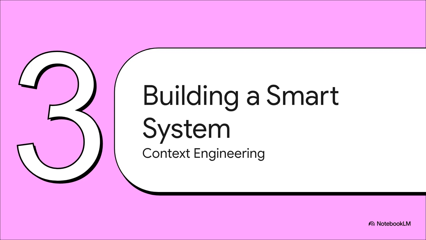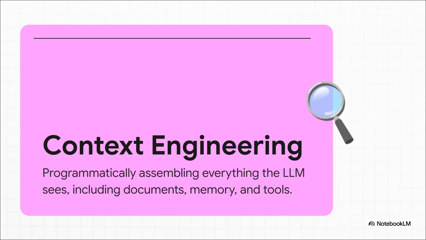And that brings us to the other bigger half of the equation, context engineering. This is where we stop obsessing over writing the perfect question and we start focusing on building a truly smart system from the ground up. Think of it this way. Context engineering is all about programmatically putting together everything the language model sees when it's working. It's not just your prompt, it's also relevant documents, a memory of your past conversations, and even tools it can use. It's the entire ecosystem.